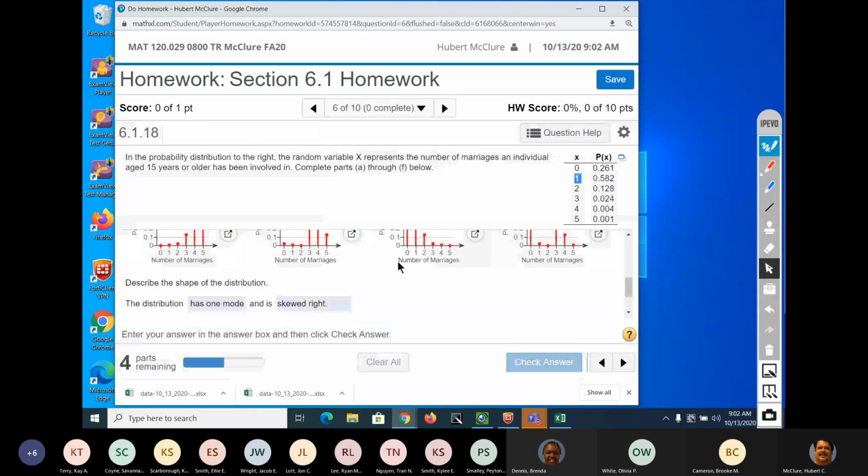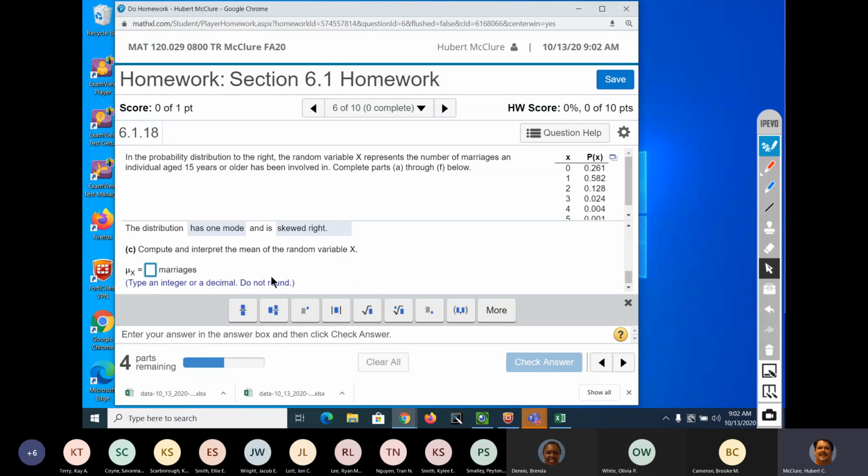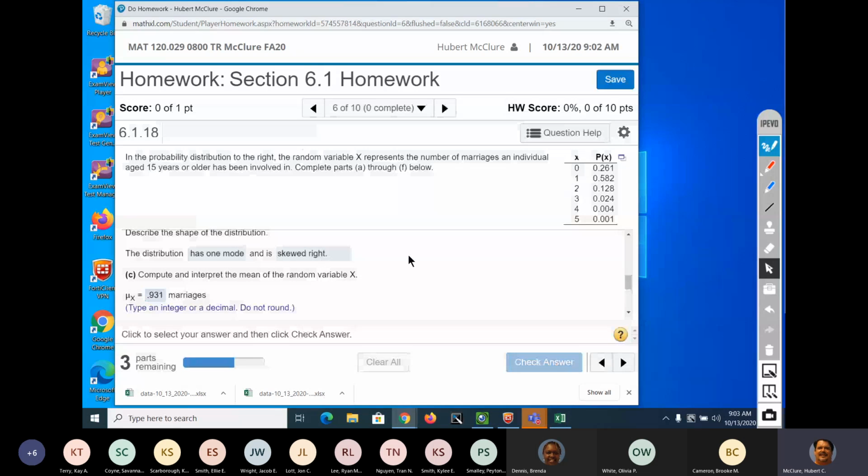Next. There's our mean. It says type in as a decimal. It does not say round. So 0.931. Nice work.